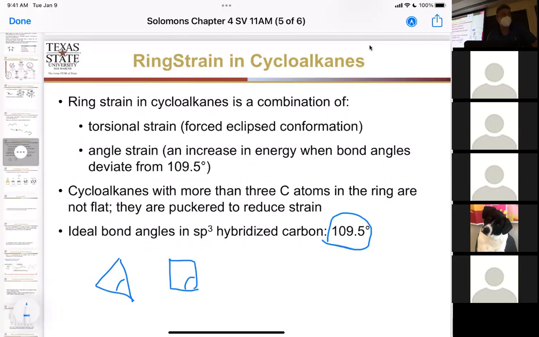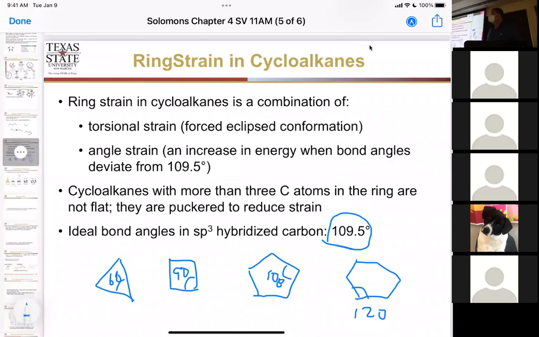And then if we move up to something like cyclopentane, we now have 108 degrees. So that's pretty close. Not perfect, but it's pretty close. And then if we go all the way up to something like cyclohexane and we draw it flat, that's 120 degrees. Okay. So none of them are ideal. The closest one we have is cyclopentane to having the least amount of ring strain.